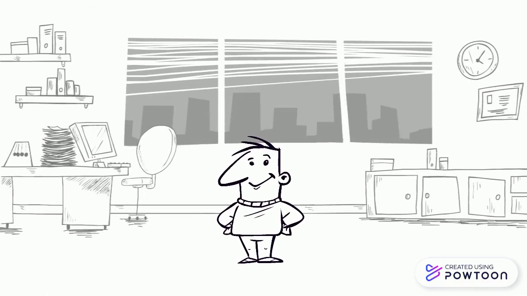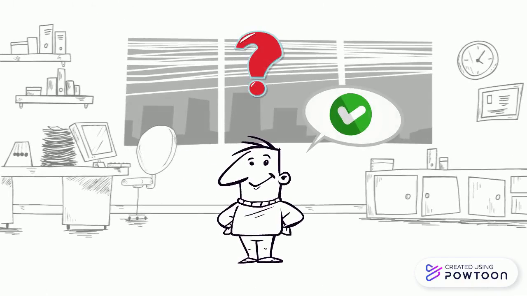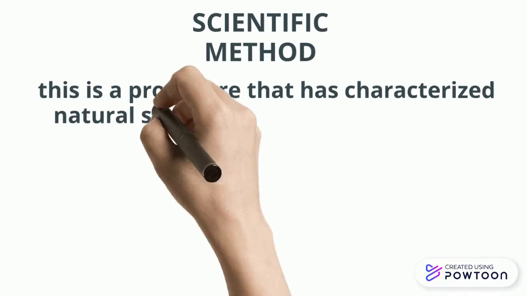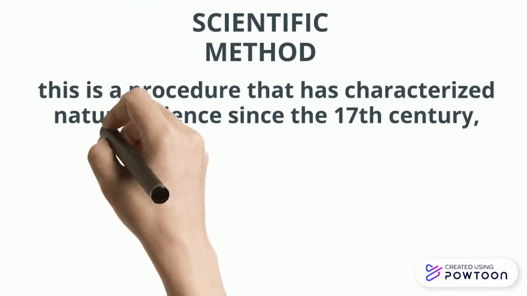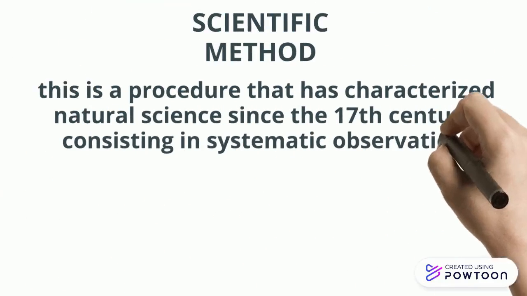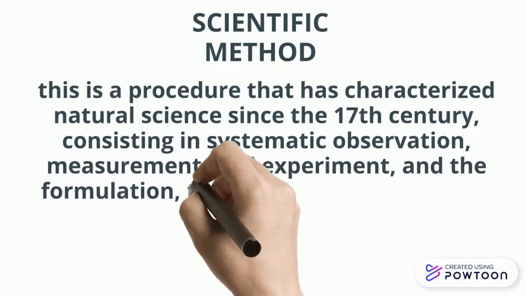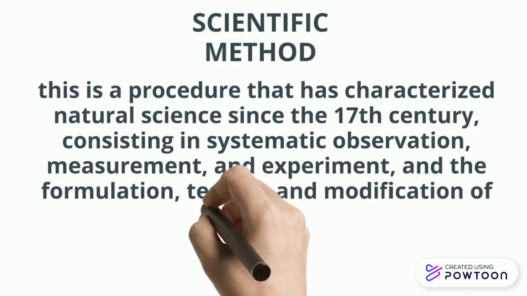To find the answers and solve problems, we can use the process of the scientific method. This is a procedure that has characterized natural science since the 17th century, consisting of systematic observation, measurement, and experiment, and the formulation, testing, and modification of hypotheses.